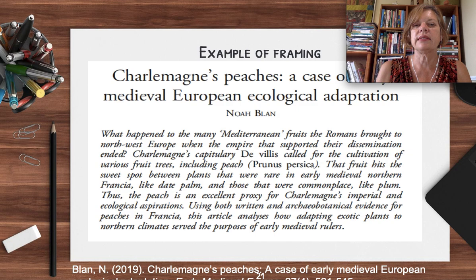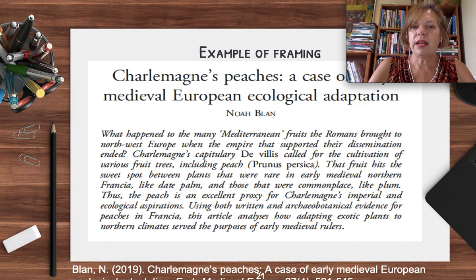So just to give you an example of framing, here's a paper where I thought the framing was fantastic. It's called Charlemagne's Peaches, a case of early medieval European ecological adaptation. Now this author could have called it early medieval European ecological adaptation, or he could have called it fruit trees in early medieval European ecological adaptation. But he's framed it around peaches. And the framing of Charlemagne's peaches is what piques our interest, because he's making a connection there that is interesting.